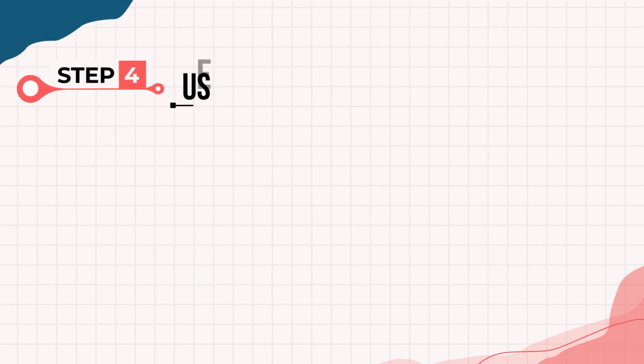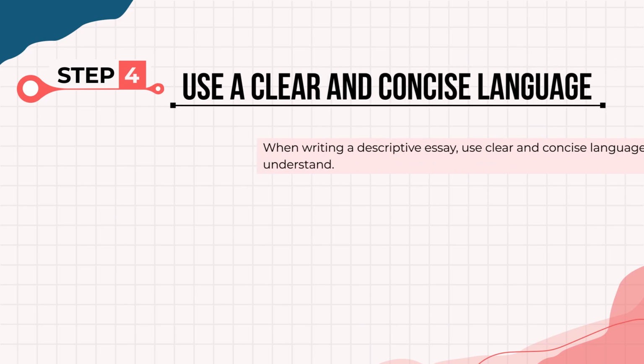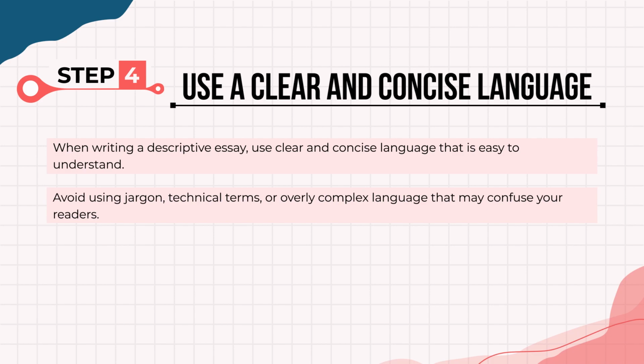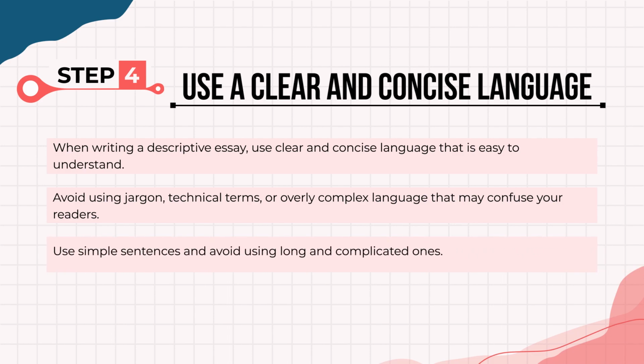When writing a descriptive essay, use clear and concise language that is easy to understand. Avoid using jargon, technical terms, or overly complex language that may confuse your readers. Use simple sentences and avoid using long and complicated ones.